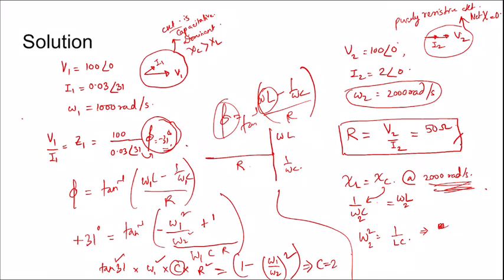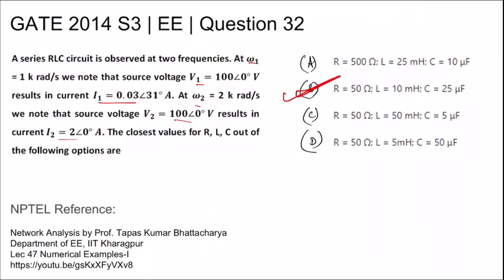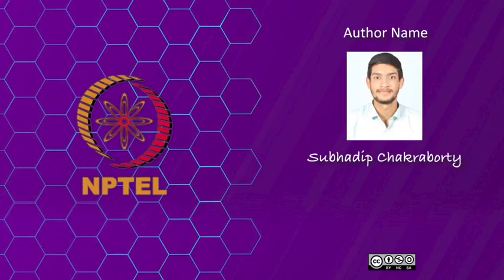So now solving this, C is coming out to be 25 microfarads, and putting the value of C here in this equation, we get L equal to 10 millihenry. So now C is 25 microfarads, L is 10 millihenry, R is 50 ohms. So the answer is option B. R is 50, L is 10 millihenry, and C is 25 microfarads. So option B is correct.